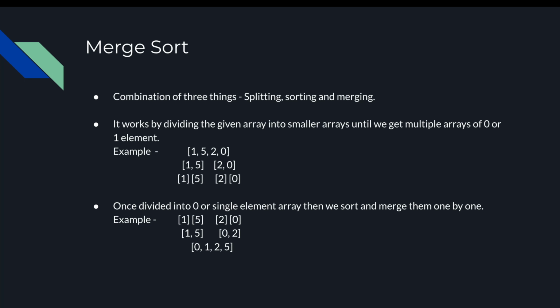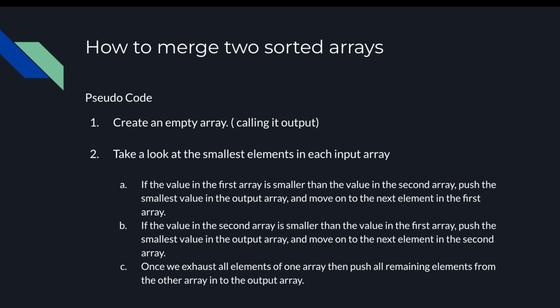Now in part 1 of merge sort, we will cover how to merge two sorted arrays. For that, let's look at our pseudocode. Not exactly code, but here is the idea of how to merge two sorted arrays. The first step will be to create an empty array. We will call it output or maybe result, whatever you like. And then we will look at the smallest elements in each input array. Now since these arrays are sorted, we know their smallest elements will be at the 0th index.